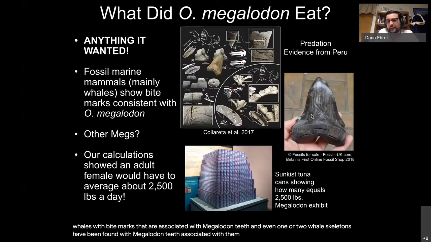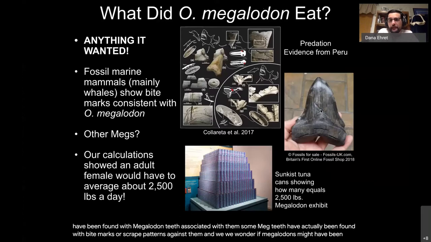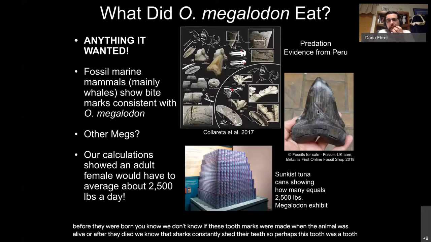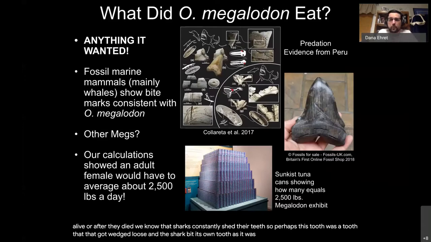Some meg teeth have actually been found with bite marks or scrape patterns against them. And we wonder if megalodons might have been eating one another. I know a recent paper came out that states that baby megalodons might have been eating their siblings before they were born. We don't know if these tooth marks were made when the animal was alive or after they died. We know that sharks constantly shed their teeth. So perhaps this tooth got wedged loose and the shark bit its own tooth as it was feeding. We have no way of knowing that.